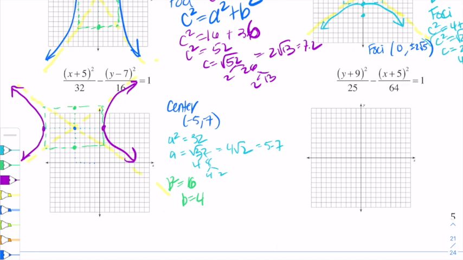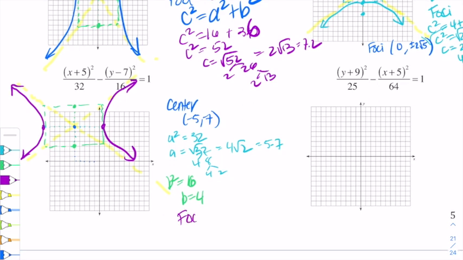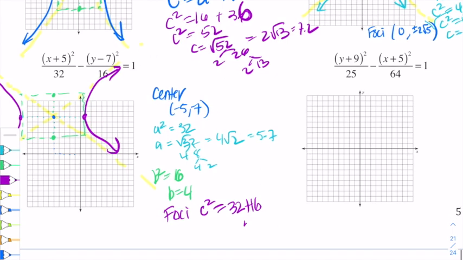So now let's look at finding the foci. If we're going to find the foci, we want to find the c value. So we're going to do c squared is 32 plus 16. And since we are on a hyperbola and there's a minus here, there's a plus here, so that gives us 48. So c squared is 48, so we take the square root of that.